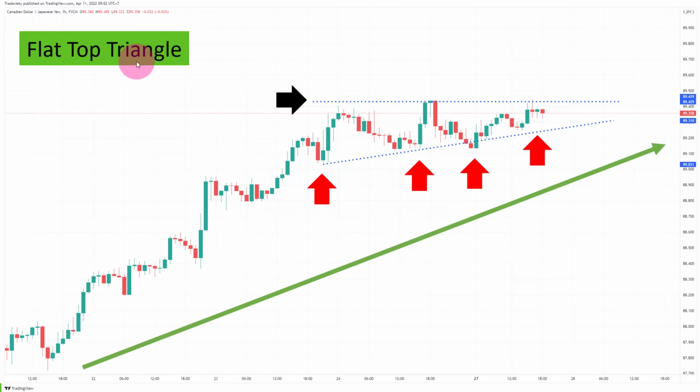And the key to the flat top triangle is how the market is moving lower. Every time we hit the resistance, we're moving lower. And here we hit the resistance and we move lower and so on. But the point is that even though the market moves lower, we are never making lower lows. We are always staying above this trend line, or at least within the trend line. So even though the market is selling off, each sell-off is less and less strong.